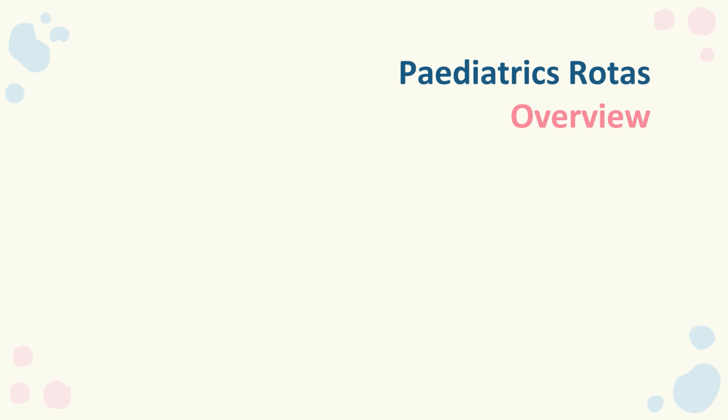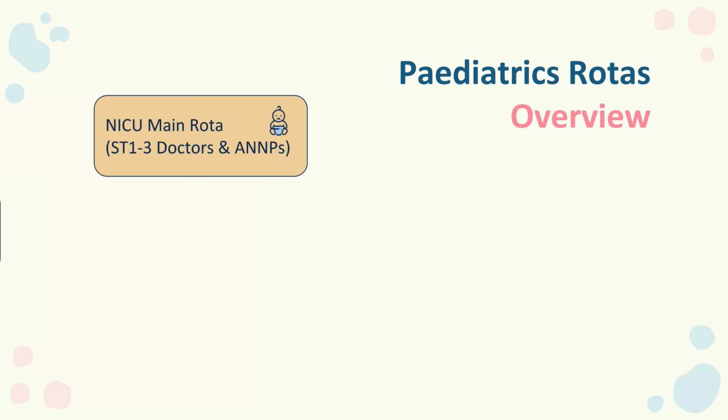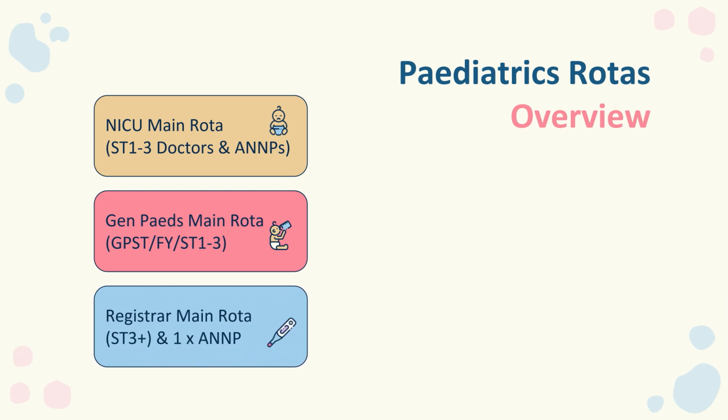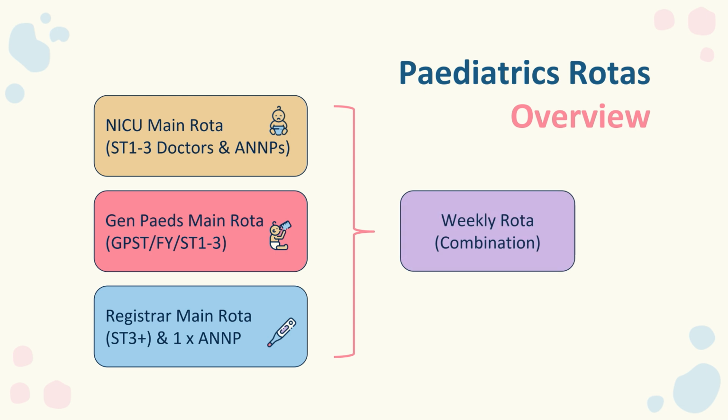We have 4 rotas in Paediatrics. 3 of these are the long-form rotas, which display the entire rotation worth of any one level. 1 for those working in NICU, 1 for general paediatrics, and 1 for the registrars. Then finally we have what we call the weekly rota, which gives a week-by-week overview of all these other rotas together over a specific month.